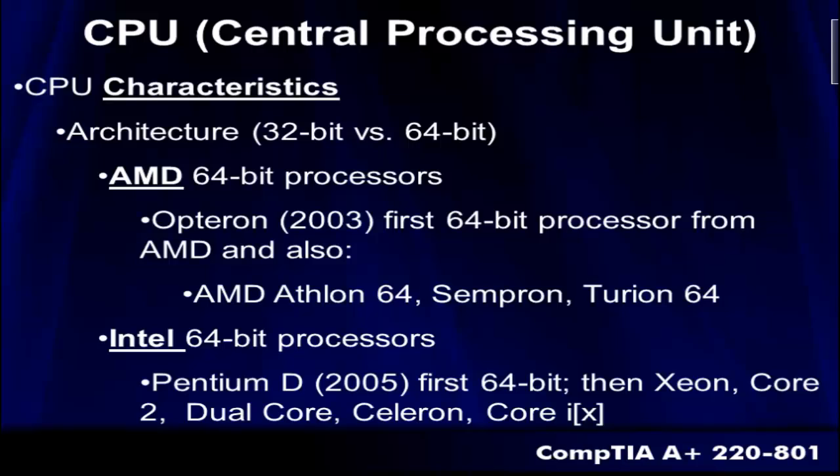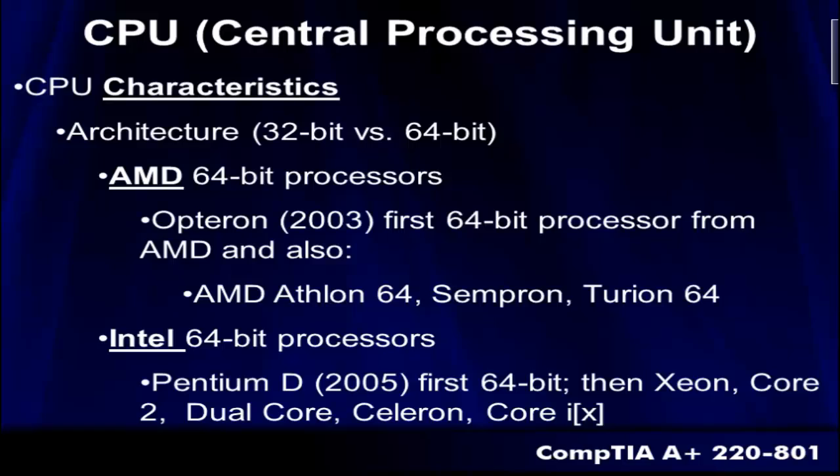AMD came out with their 64-bit processors in 2003 with the Opteron. Opteron was their first 64-bit processor. They also nowadays have, of course, the AMD Athlon 64, Sempron, and Turion 64. Intel came out with their Pentium D processor in 2005 as their first 64-bit processor. They also have the Xeon, the Core 2, the Dual Core, the Celeron, and of course the Core i3, i5, and i7 processors as 64-bit processors.